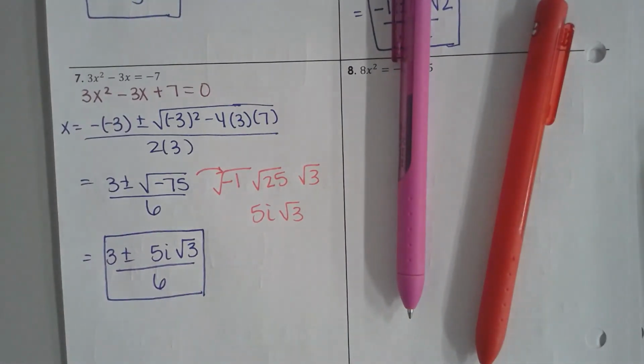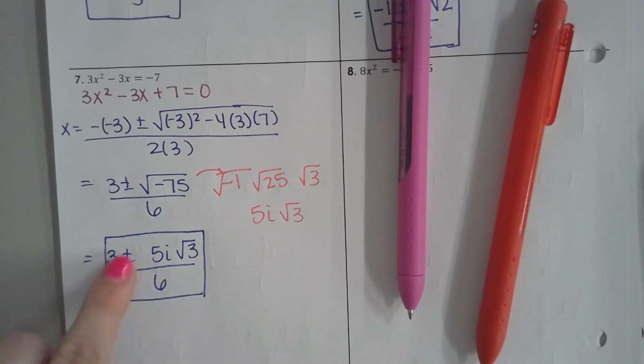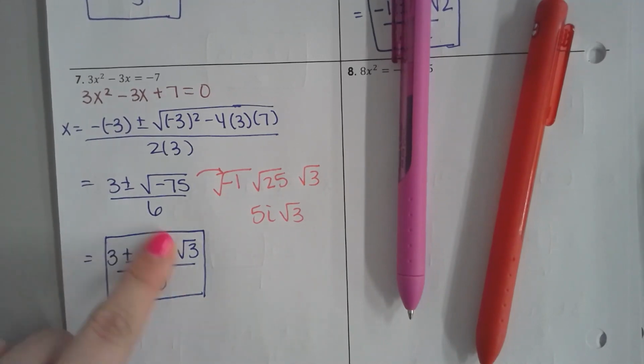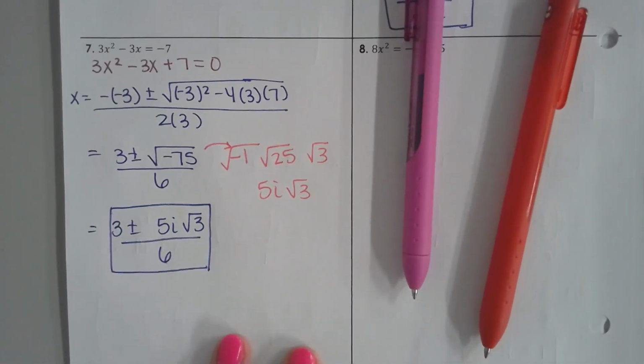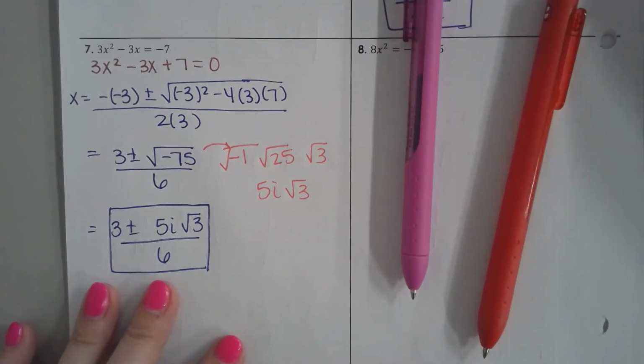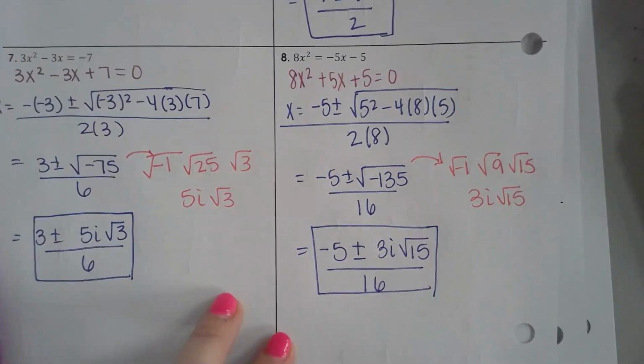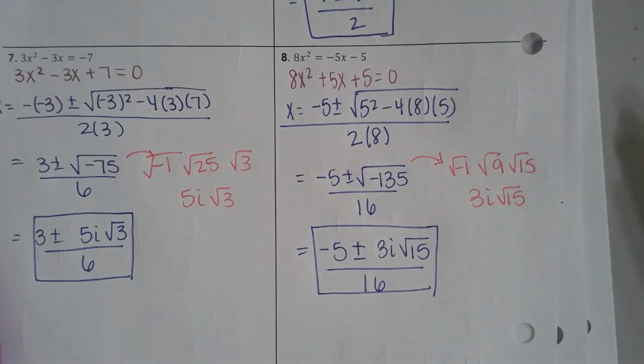Here's number 7. 3 plus or minus 5i square root of 3 over 6. I can't divide. You have to be able to divide all 3 of these numbers by something. It doesn't work here. Any questions? All right, let me do the last one. All right, and last one, I got -5 plus or minus 3i square root of 15 all over 16.